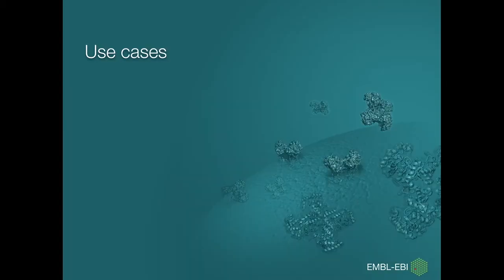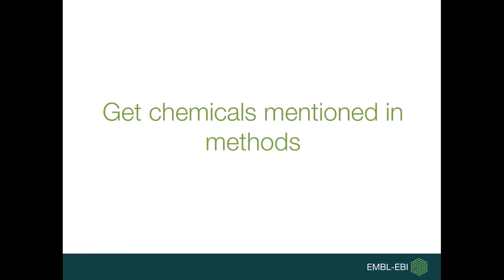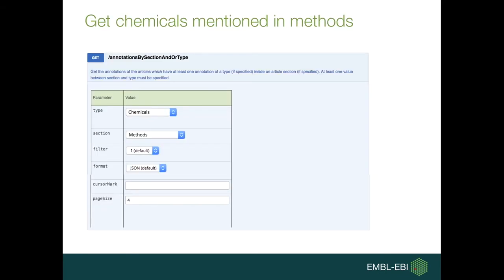As you can see, there are several different tools available to solve different problems and answer various biological questions. Let's try them out and see what we can get. Let's start with a simple example to familiarize ourselves with the API response. Say you wanted to retrieve all mentions of chemicals from the methods section of full-text publications. We're already familiar with the Get Annotations by Section and/or Type operation. We will input chemicals as our annotation type and select methods as our section of interest.